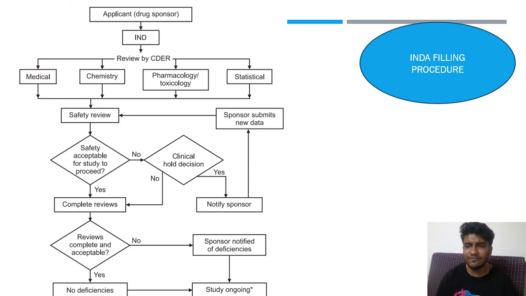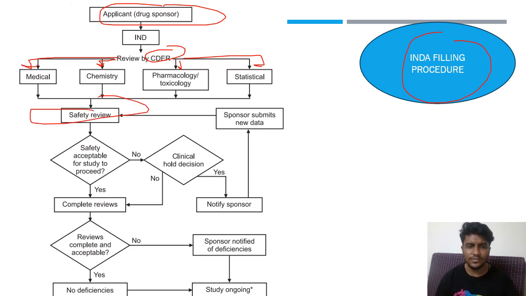When I talk about the IND filing application, there is an applicant or a drug sponsor who files the IND, and it is reviewed by the Center for Drug Evaluation and Research (CDER) on the basis of statistical data, pharmacological and toxicological data, chemistry data, and the medical data. Then a safety review is given. If it is acceptable, it proceeds for the complete review. If it is not, then a hold decision is issued. On the hold decision, if it again fails, it is given as no. If it is notified to the sponsor and the sponsor reproduces the data, again it can go for the review.